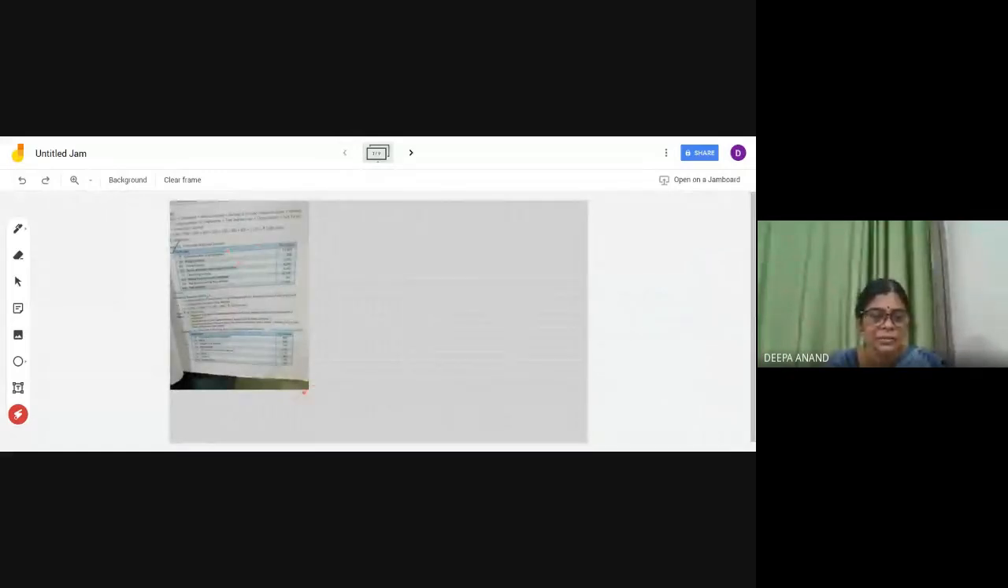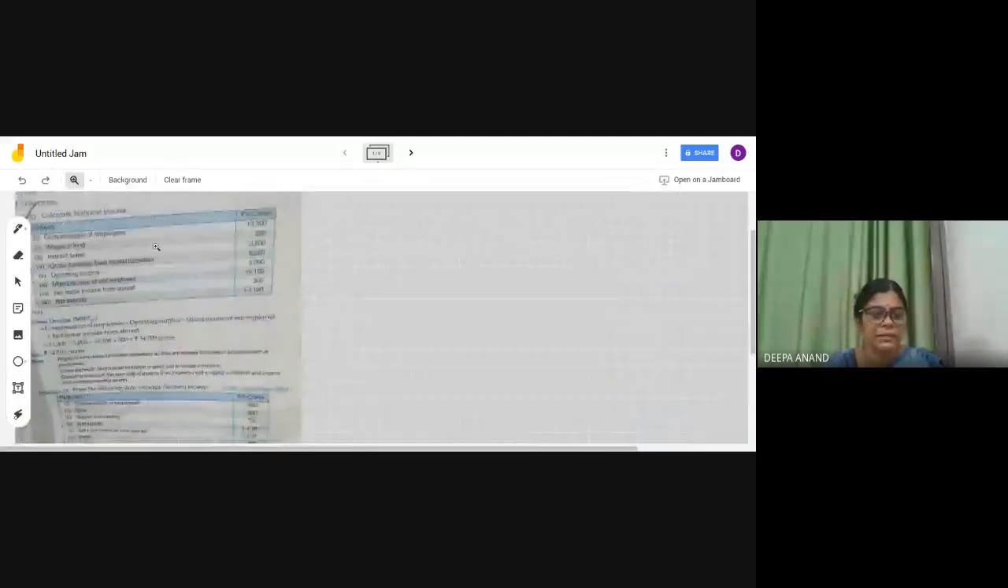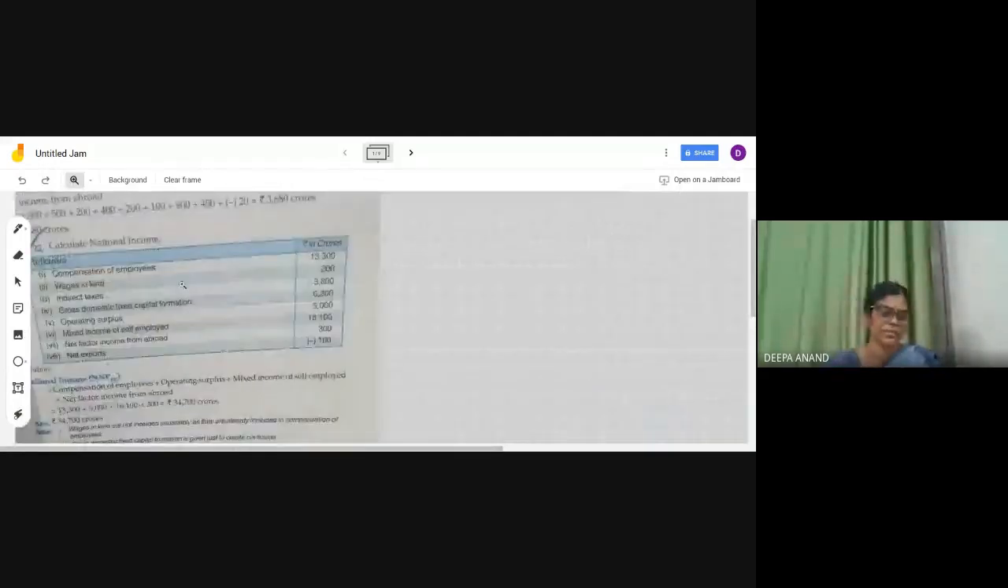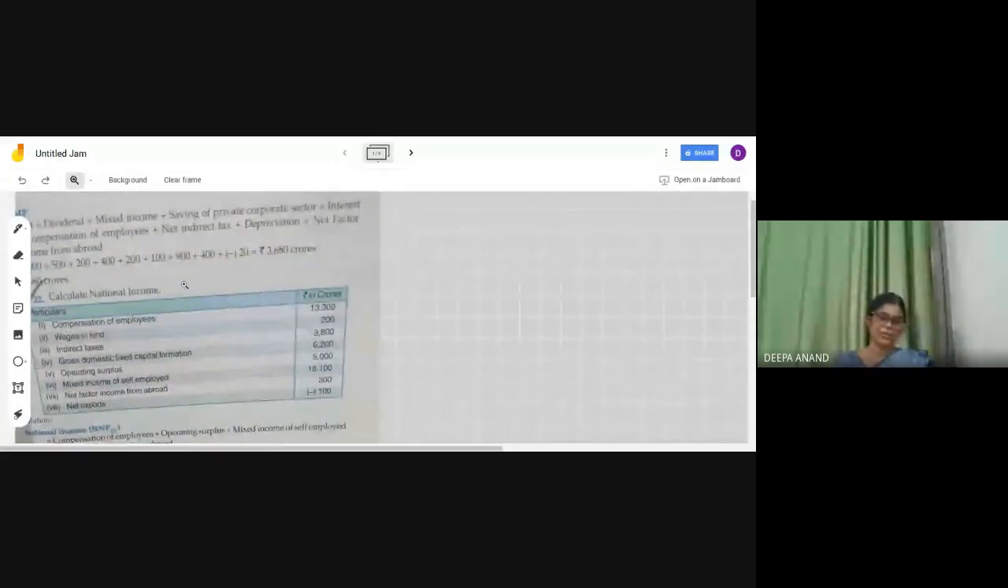Okay, let us see this question. What is this question? Calculate national income. Read the question. Compensation of employees, wages in kind, indirect taxes, gross domestic fixed capital formation, operating surplus, mixed income, net factor income from abroad, and net export. You are asked to find out national income.